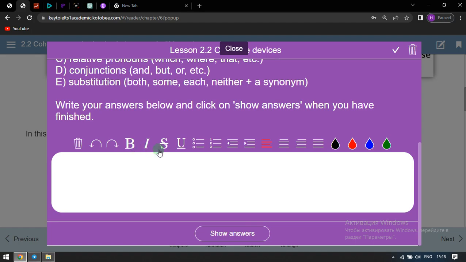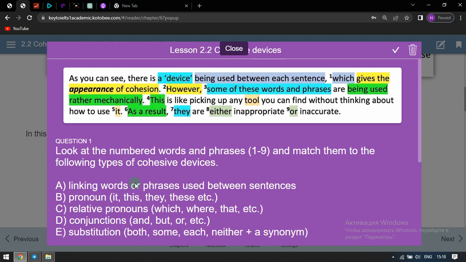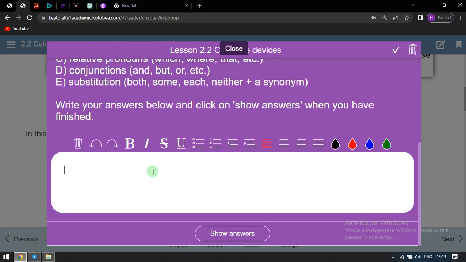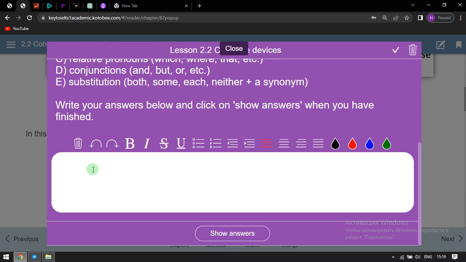Alright. Write your answers below and click on show answers when you have finished it. Okay. Interesting. So, a device. How can I write here? Bog'lovchilarimiz. As bor bizda. O'zi qo'yib qo'ygandan ko'raylik. Mana which bor ekan. Which bu relative pronoun hisoblanadi. Which relative pronoun. Which deyimizda C olib ketamiz.